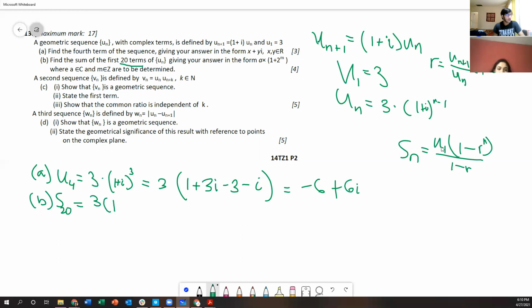1 minus, the common ratio is 1 plus i, right? 1 plus i to the n power, so n is 20, okay? And then we have 1 minus 1 plus i in the denominator, correct? Okay, this looks interesting. How can we do this?